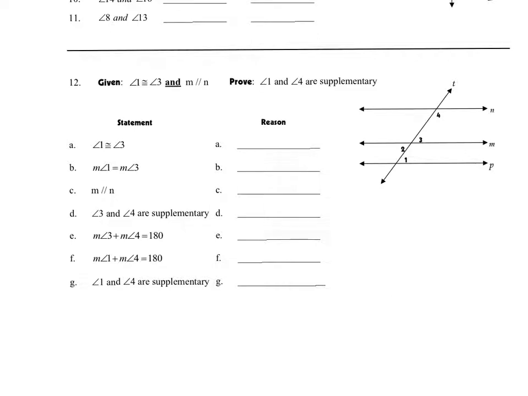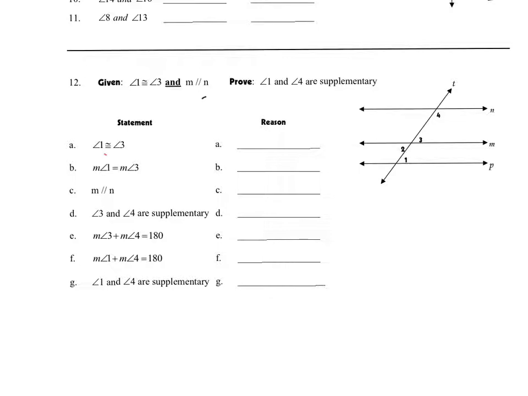All right, in problem 12, we are given that angle 1 is congruent to angle 3, and line M is parallel to line N. Our goal is to prove that angle 1 and angle 4 are supplementary. Okay, so let's start with the statements here.